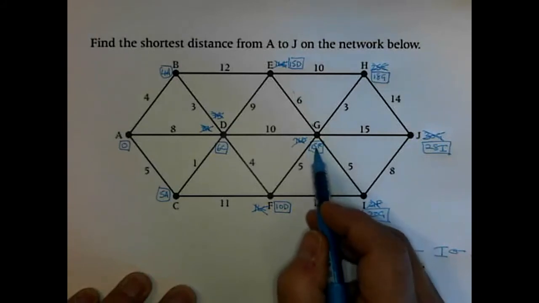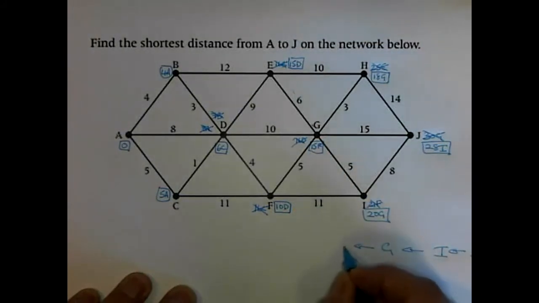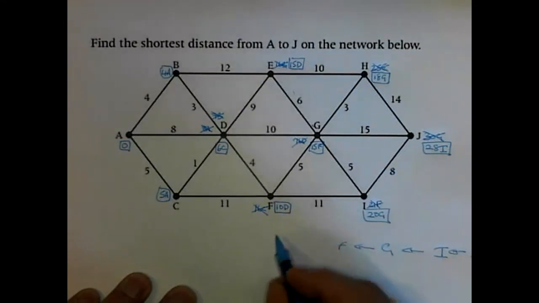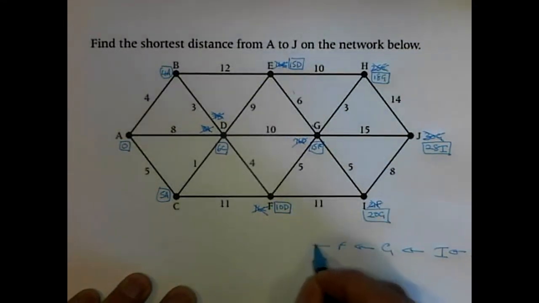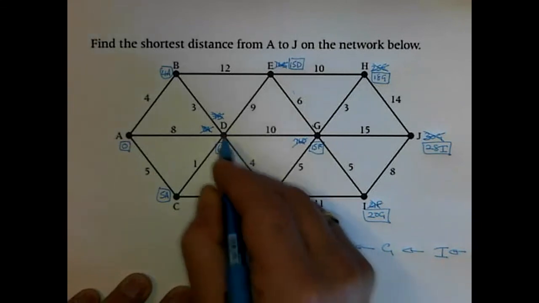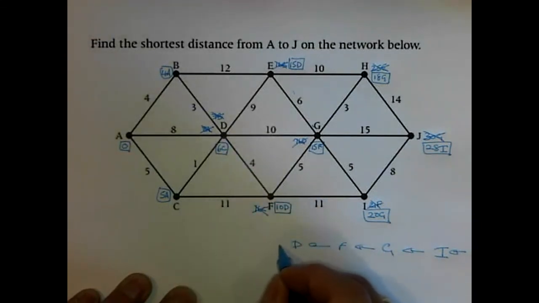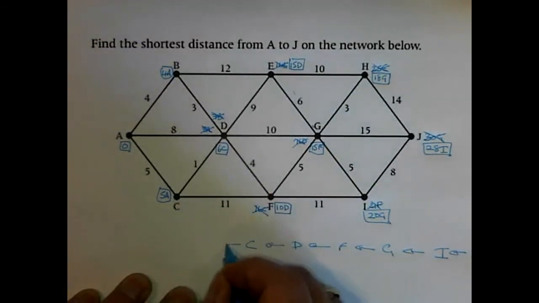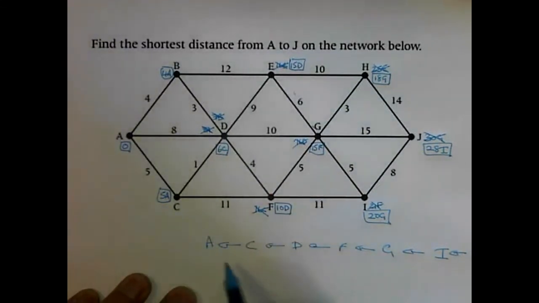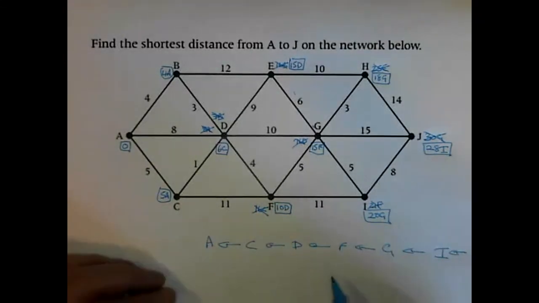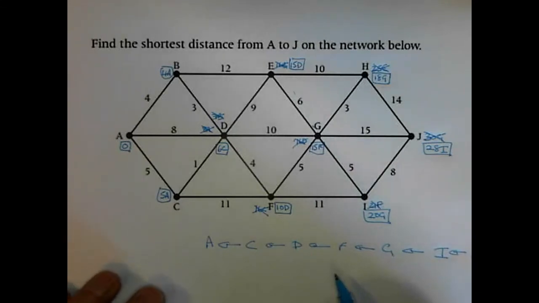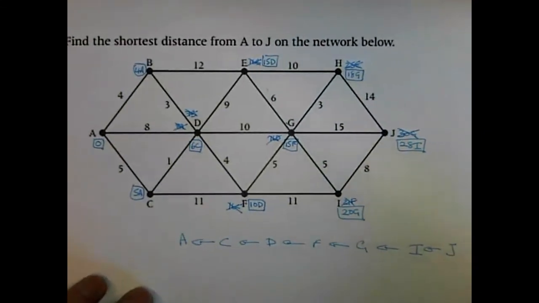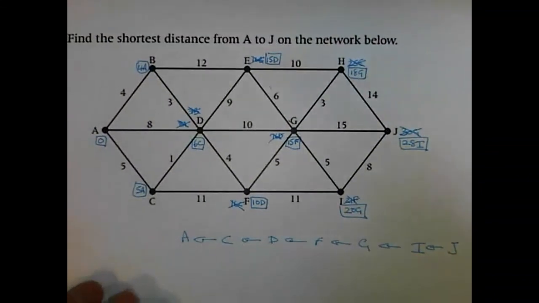G is up here. This came from F. This down here. This came from D. This one came from C. And this one came from A. And so this is our route. We could add the values along this route up to work out the minimum distance that you've actually travelled. And so that will be how you find the shortest path from A to J using Dijkstra's algorithm.